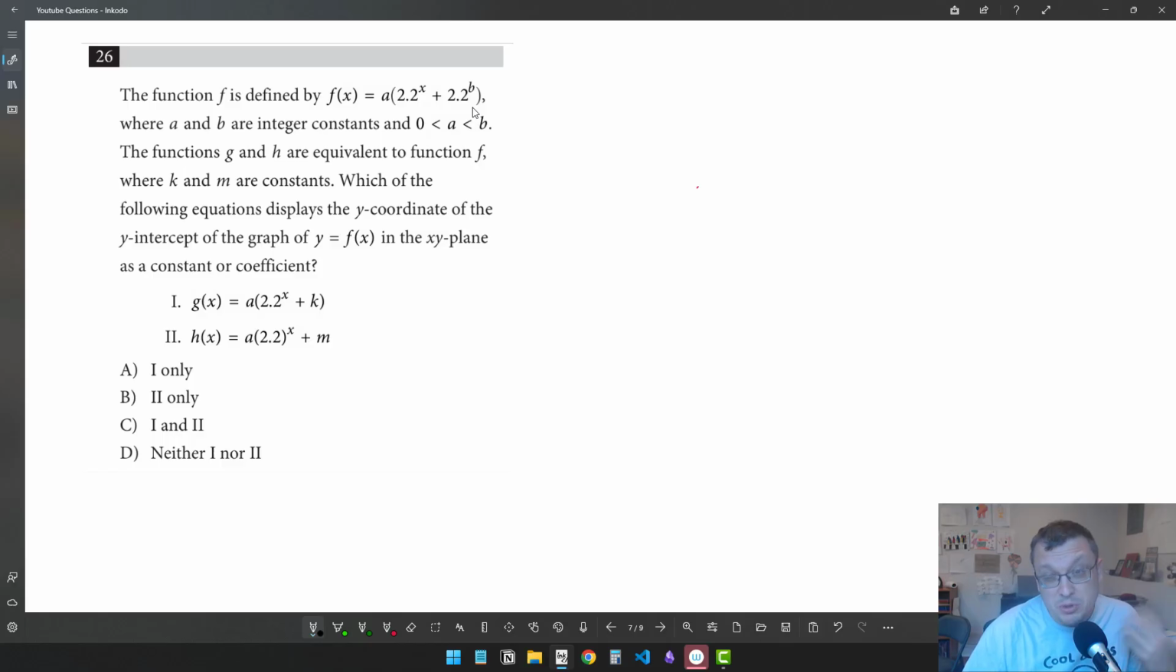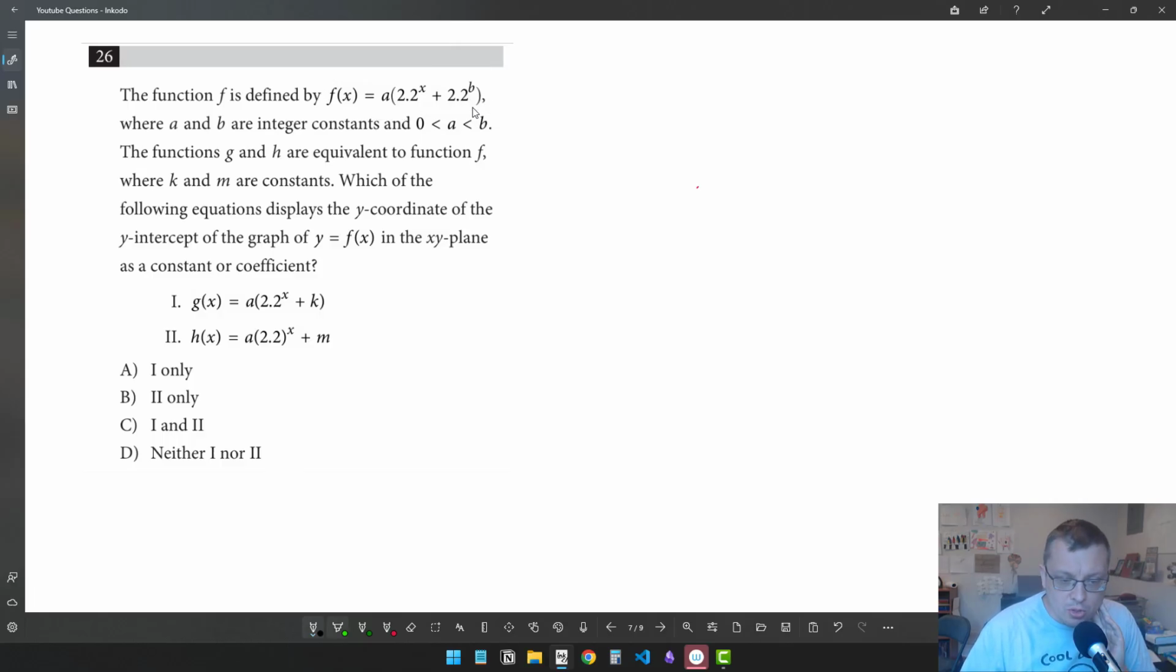Normally, what we would try to do is plug in points in constants questions. And maybe there's a way to do that here, but I want to show you a different way to tackle this one, right? Because we've got g and h, which are equivalent to f. So these are the same thing as f, just rewritten, where k and m are constants. And we want to know which of the following equations displays the y-coordinate of the y-intercept of the graph of this in the xy plane as a constant or coefficient.